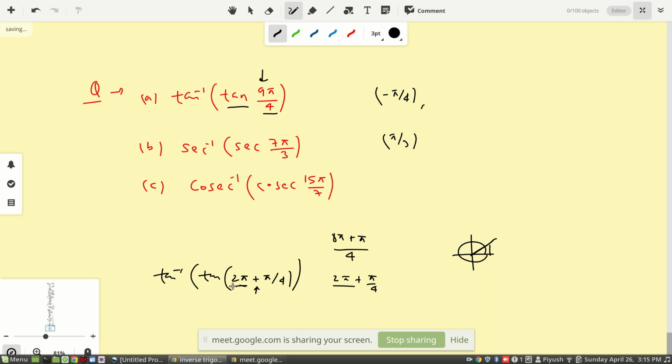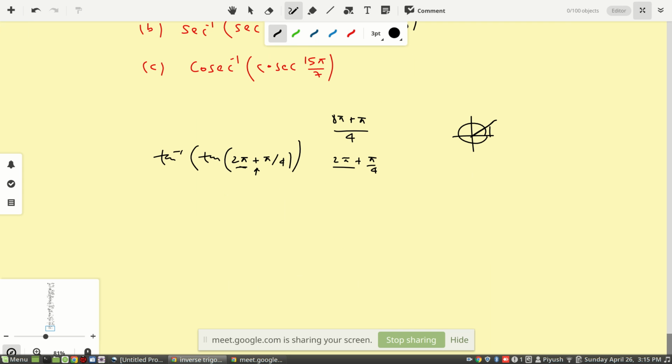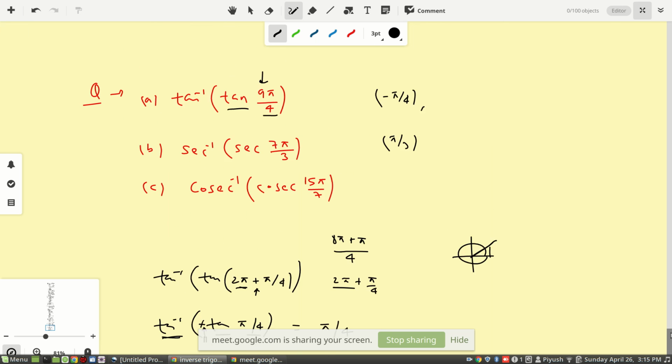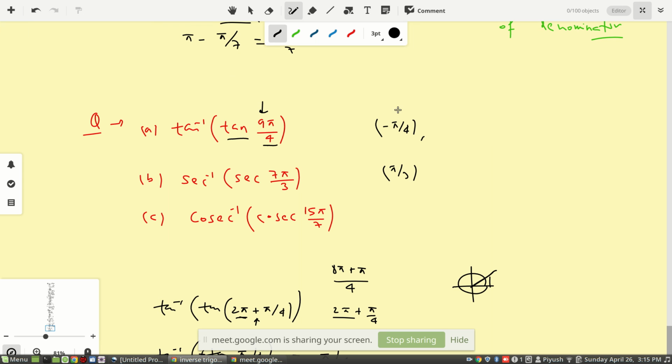And then after that, it's n pi plus or minus theta, the trigo doesn't change. So for 2 pi plus theta, the trigo will not change. So it will be tan inverse of tan theta. Now here in the first quadrant everything is positive, so that's why this is positive, not a big deal. After that, tan inverse of tan pi by 4, the tan inverse and tan will cancel each other, so the answer is pi by 4. I was getting the answer as minus pi by 4, so you have to correct yourself. This will be pi by 4.